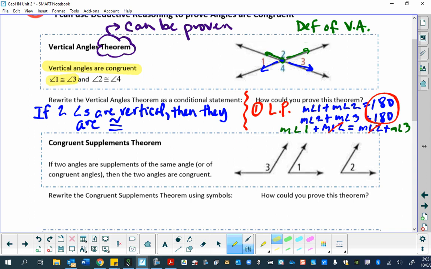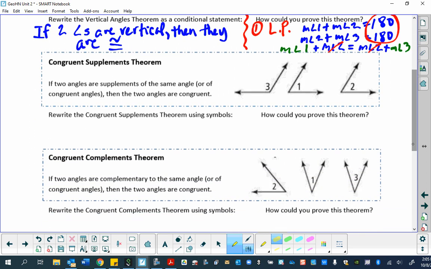Hey, you have a choice. Do you want to use this little rule every single time you need it, or do you want to go through all of this work? That little rule is a theorem that we can prove. The congruent supplements theorem is our next angle theorem, and that's the one that says this: If two angles are supplements of the same angle or of congruent angles, then the two angles are congruent. Oh, you might need to write this one out in symbols.